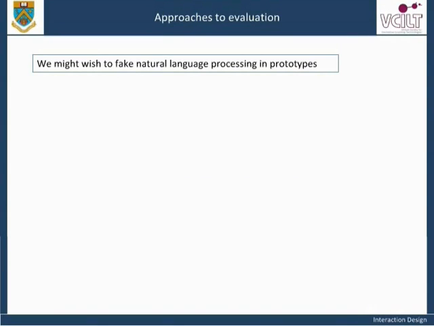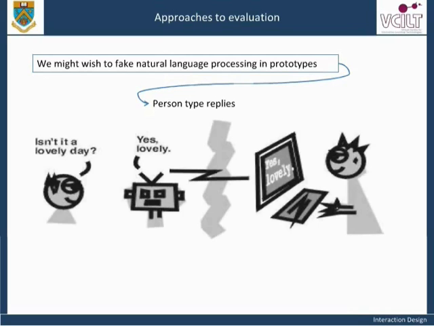Nowadays, we might wish to fake natural language processing in prototypes by having a person type replies to a subject, which are displayed via processing being performed by the computer, as illustrated in the following diagram. The system presents the person's replies to the user as its own output. Clearly, this is futile if we are trying to evaluate natural language software, but it can give us insights into how such systems might be received by users.